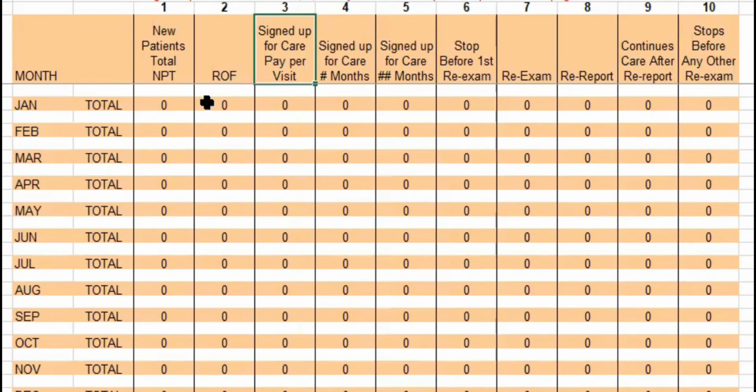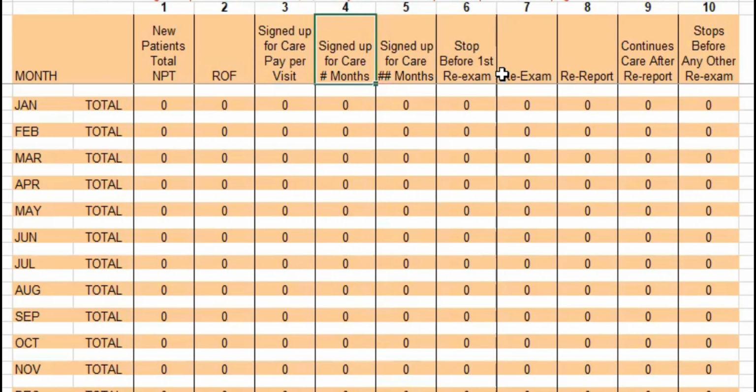Okay, what happens if we had 10 new patients, 10 reported findings, and only 1 of them signed up for pay per visit, but 9 of them signed up for the small care plan, versus all of them signing up for the bigger care plan? You can start to see that this helps us double click on what we're doing in visit 1 and visit 2 to help people really see the bigger value of choosing a bigger care plan.